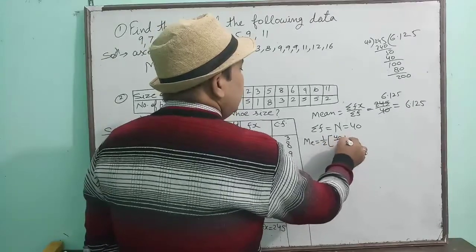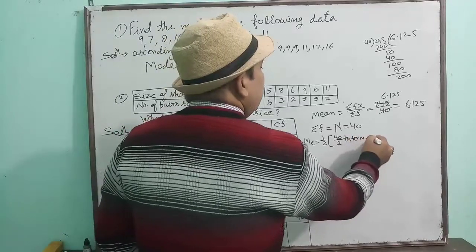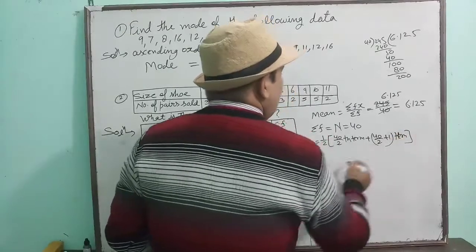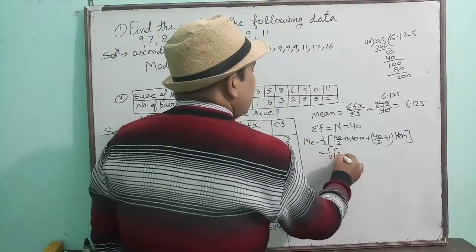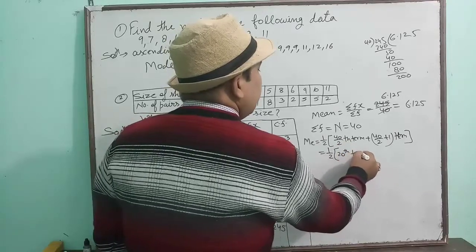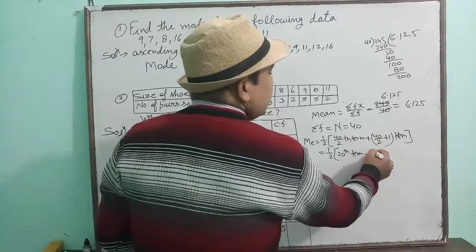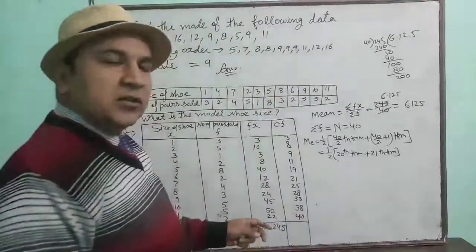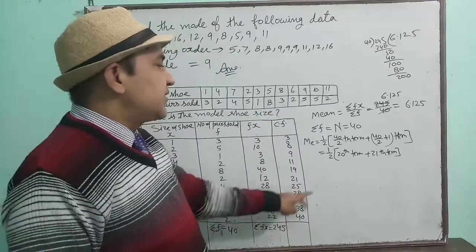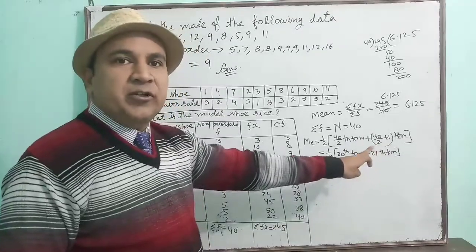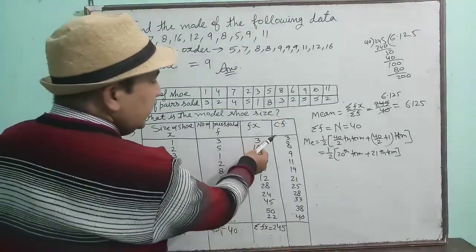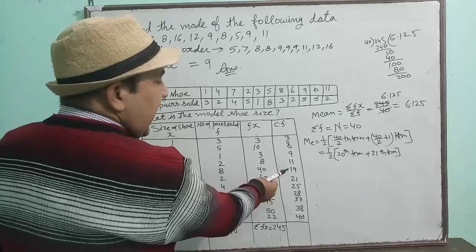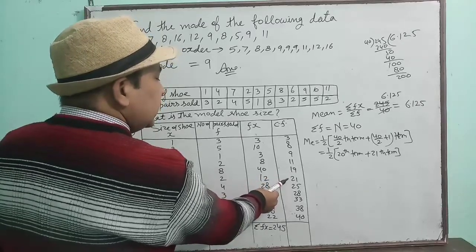1 by 2 into n by 2 term plus n by 2 plus 1 term. Now 1 by 2 into 40 by 2 is the 20th term plus 20 plus 1, which is the 21st term. Now in our cumulative frequency we will see where the 20th and 21st terms are. You can see that in your cumulative frequency after 19 there is 21. That means after 19, the 20th and 21st terms are both here.